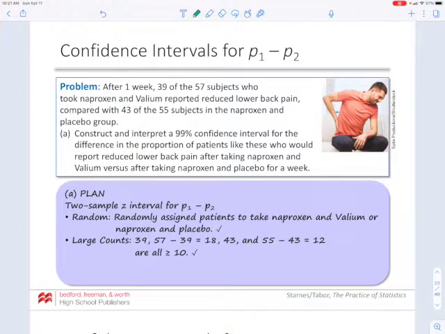Then plan. So we're doing a 2-sample z interval for a difference in proportions. This is the name of the interval, and then we check our conditions. Both are random assignments of the patients, and then large counts: n times p, n times 1 minus p, and such would all be greater than or equal to 10.